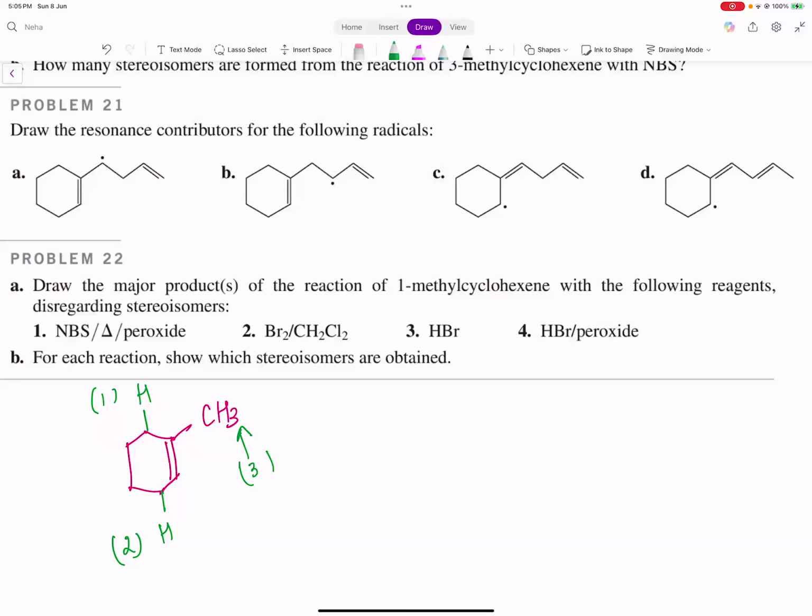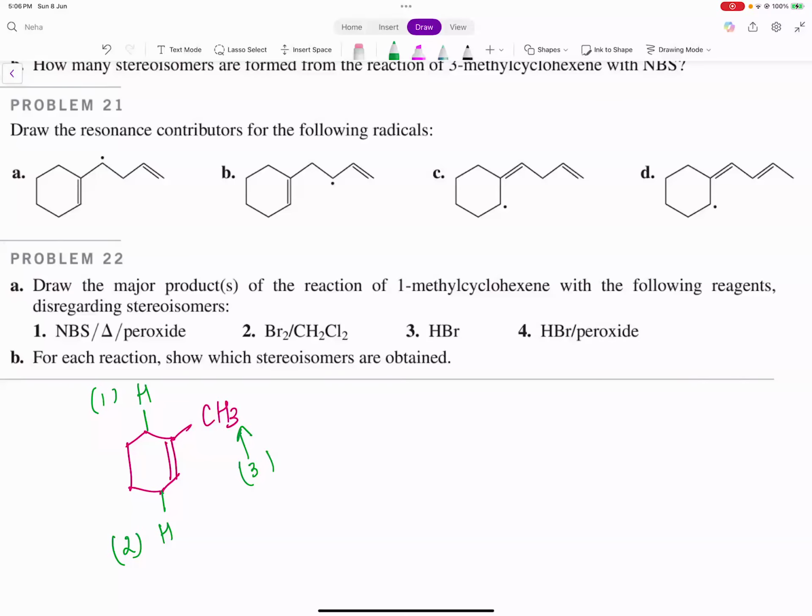In the second case, we are simply going to add bromine across it, Br plus and Br minus, a simple alkene reaction. In the third case, simple HBr addition, and in the fourth case, HBr and peroxide. The orientation is going to switch because in the presence of HBr peroxide, Br dot will be an electrophile instead of a nucleophile like we have in the regular case.